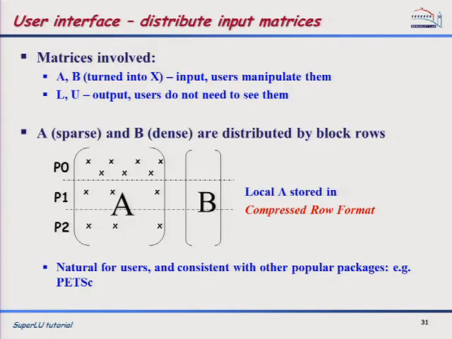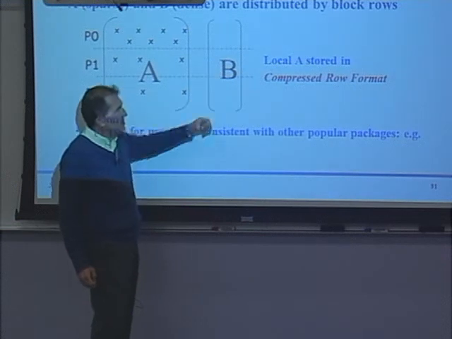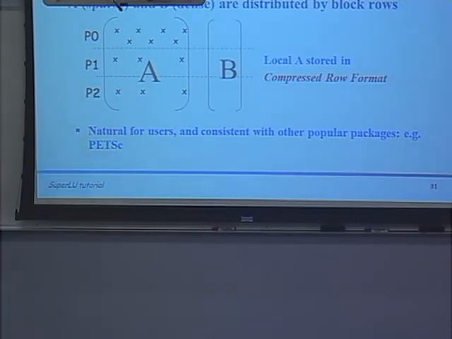So what is the user interface here? First, what the user has to do is to distribute the input matrices using the compressed sparse row format. For example, for this matrix A, if you are going to use 3 cores or 3 processes, you would have to distribute the matrix by blocks of rows. Similarly for the right-hand side, right? The solution is going to be overwritten on the right-hand side.